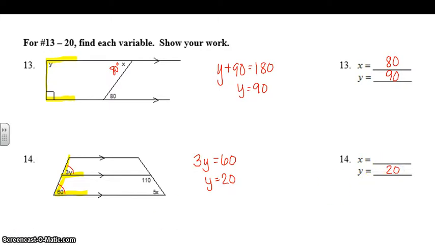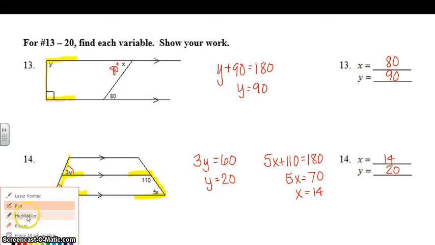Then I have a backwards C down here. And what we know about those C angles is that they are supplementary. So then I would have 5x plus 110 equals 180. Subtract 110, 5x equals 70. And so then you divide, and x is going to be 14. Okay?